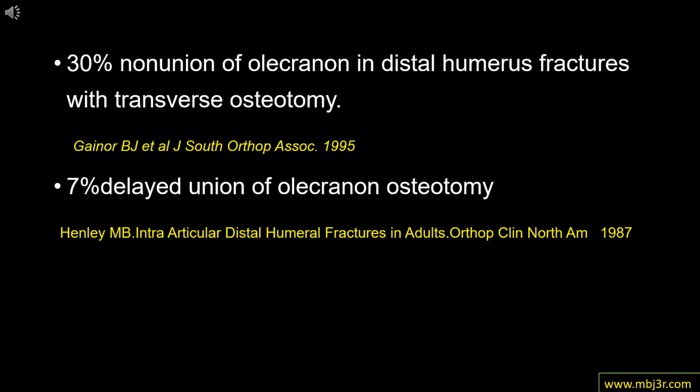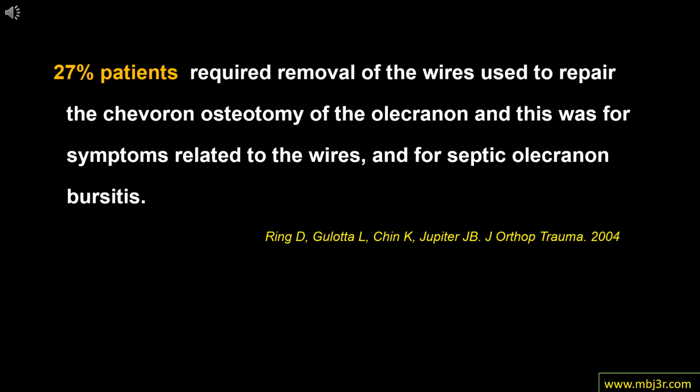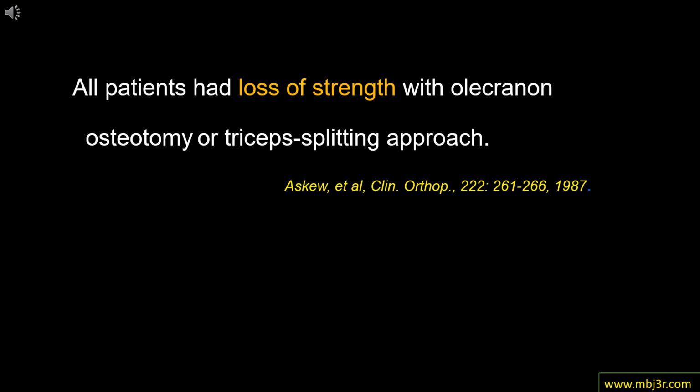But there is 30% non-union of the olecranon in distal humerus fractures with the transverse osteotomy, and 7% of patients have delayed union of the olecranon osteotomy. That means almost 37% of patients will have complications related to the osteotomy itself. 27% of patients required removal of the wires used to repair the osteotomy, for symptoms related to the wires and for septic olecranon bursitis. All patients had a loss of strength with the olecranon osteotomy or a triceps splitting approach.